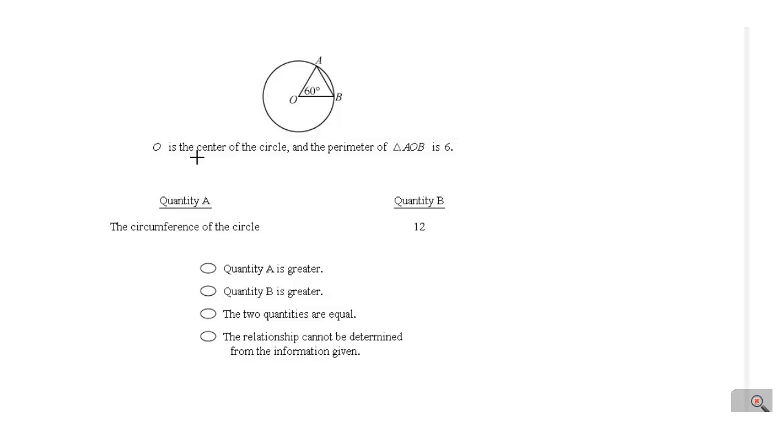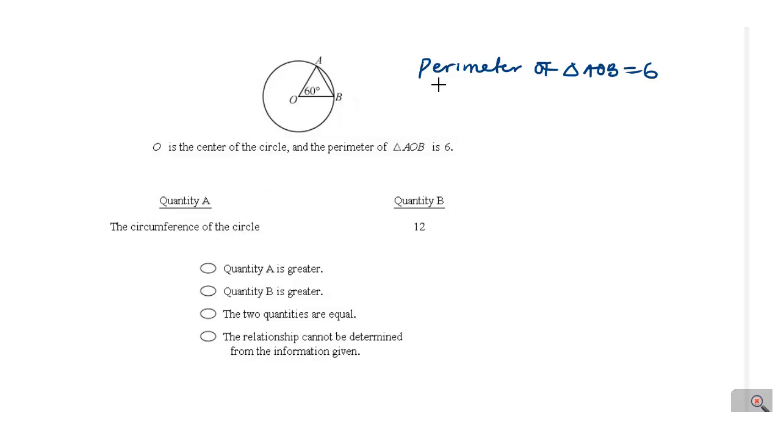So this question says O is the center of the circle and the perimeter of triangle AOB is 6. So we have the perimeter of triangle AOB, which is equal to 6. Now the question says to compare the circumference of the circle.